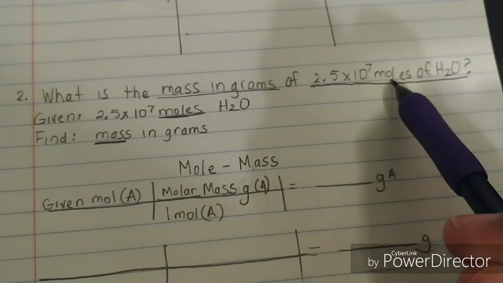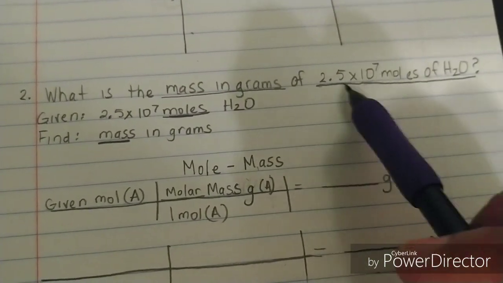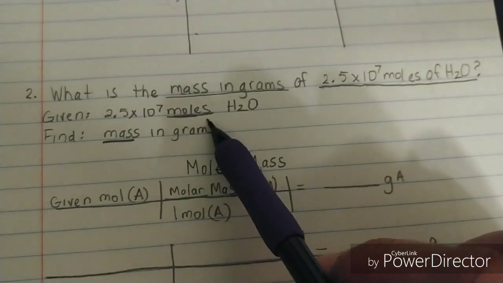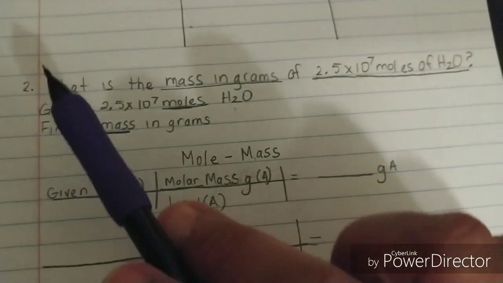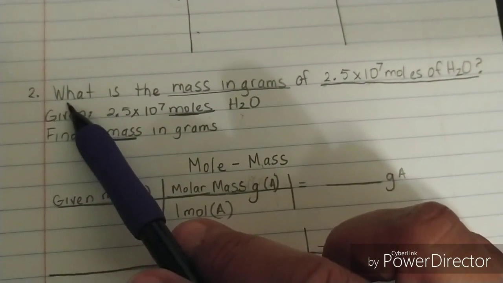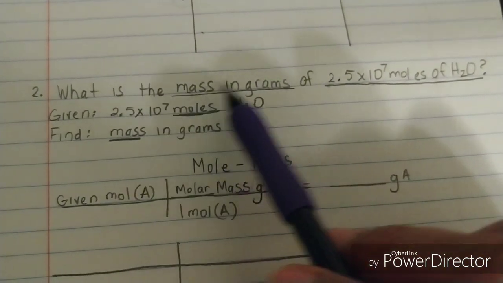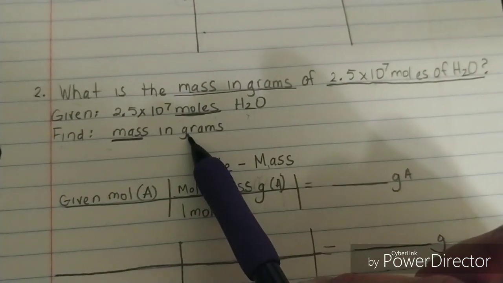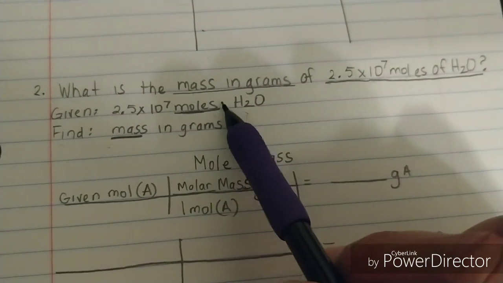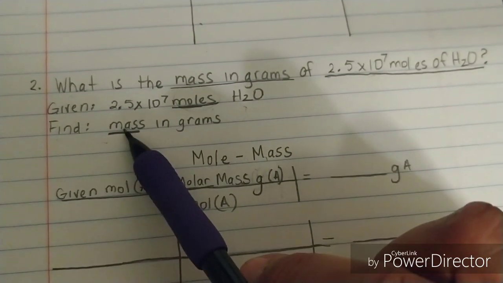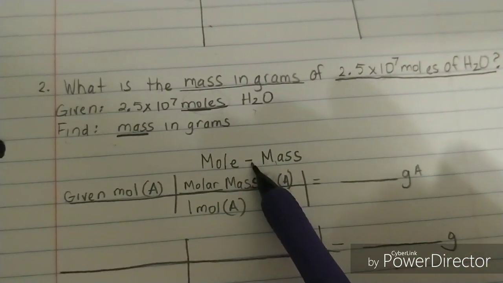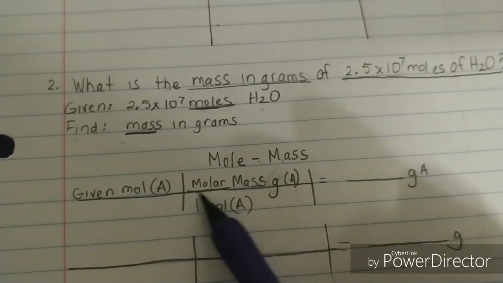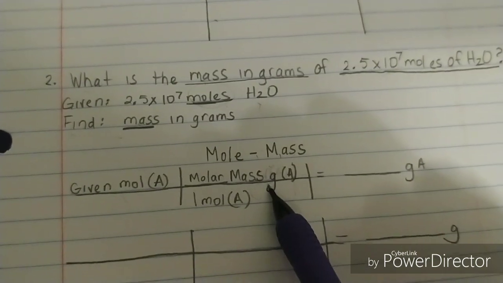And then it gives us a little bit more information. It's saying that this number represents moles of water. So it's 2.5 times 10 to the 7 moles of water. The question that is being asked, or what they want us to find, is what is the mass in grams? So what we're looking for is the mass in grams. So this type of problem is a mole to mass problem. So if you look at your notes in your ISN, mole to mass problem, this is the setup. This is what we need to follow.